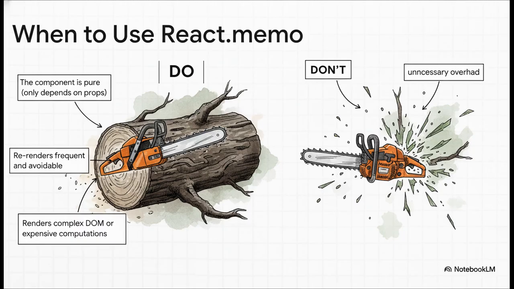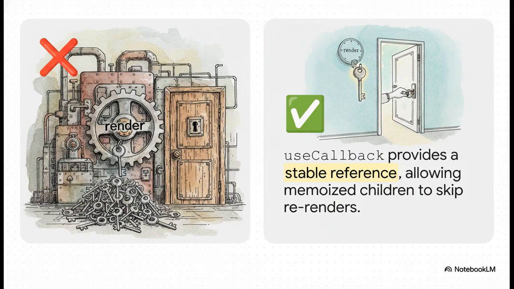But you don't use a chainsaw to cut a twig, right? Same idea here. React.memo is for pure components. The ones that always give you the same output for the same props, and especially ones that are genuinely expensive to render. If you try to wrap every tiny, simple component, you can actually add more overhead than you save. So use it wisely.